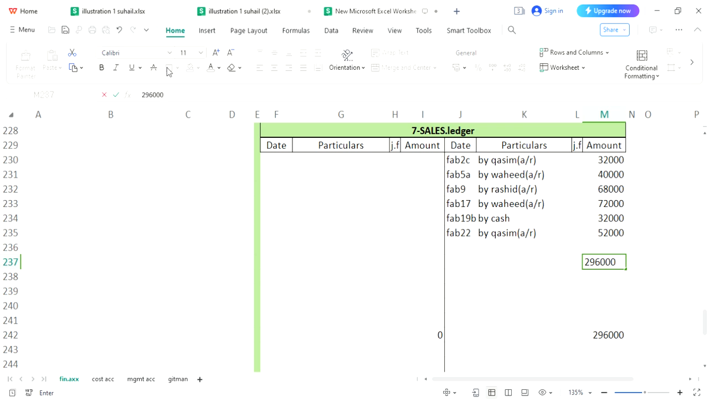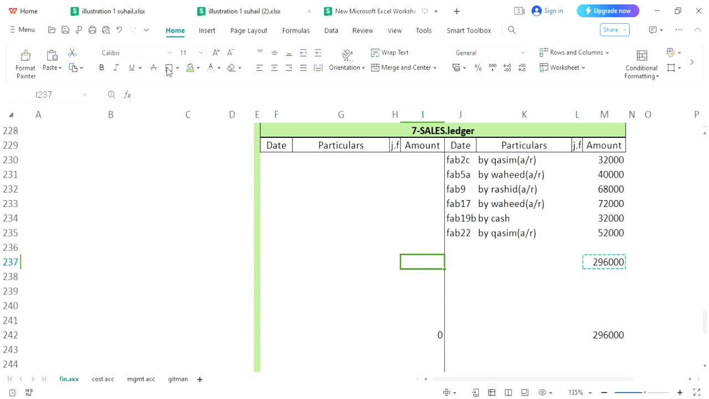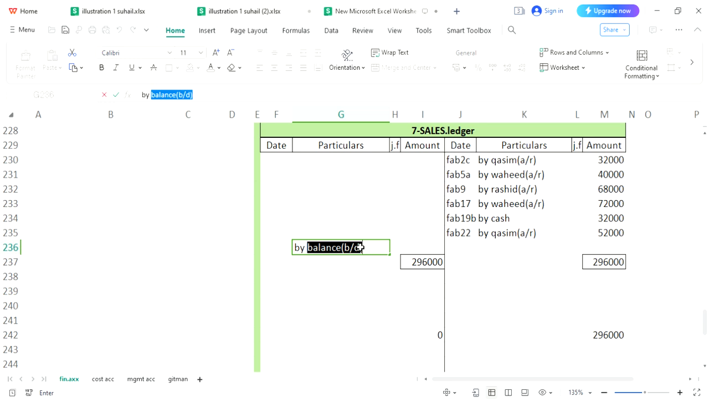296,000 we are writing on credit side, and same total will be put on debit side. So first step is completed. What we have done, taken sum of both sides. Larger sum 296 is picked and written on total of both sides. Next step is to choose smaller side. Debit side total was 0, so smaller side is debit, and here we will calculate our balance.